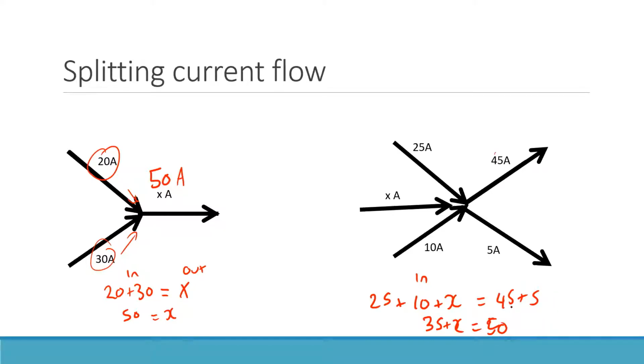What is X going to be? I'm going to check that you're paying attention. 15. X is 15. Correct. So this is Kirchhoff's first rule.